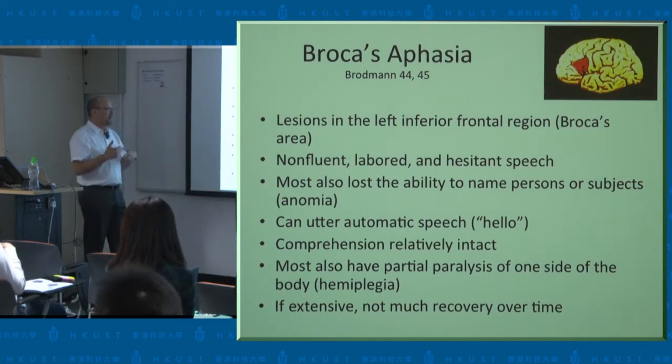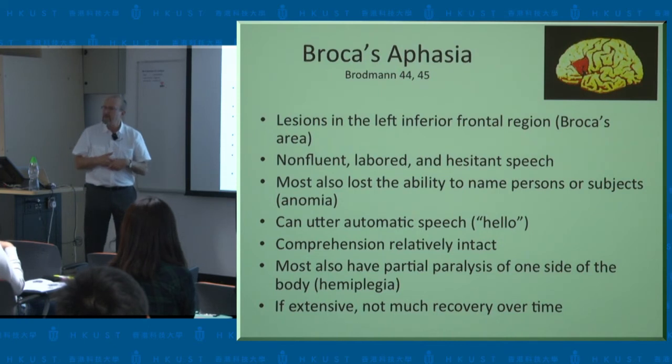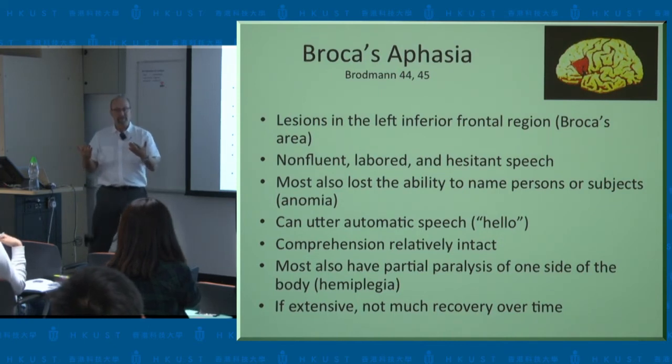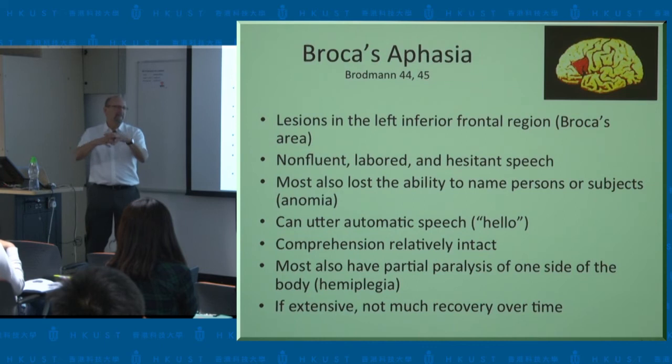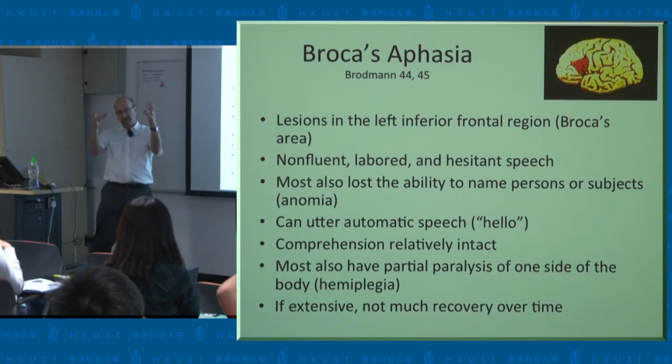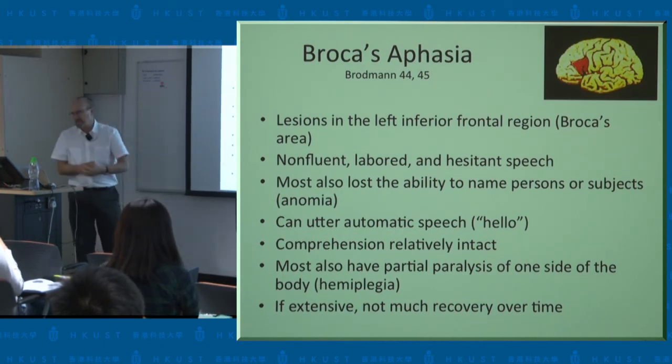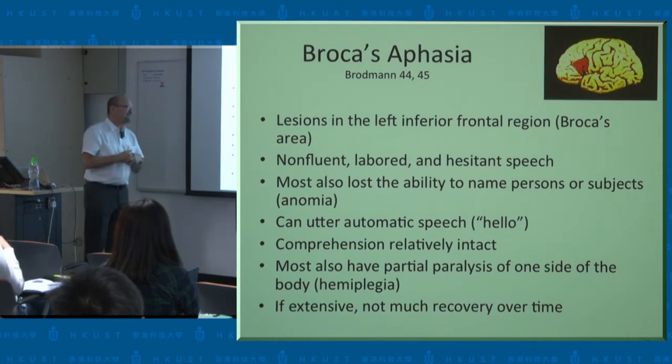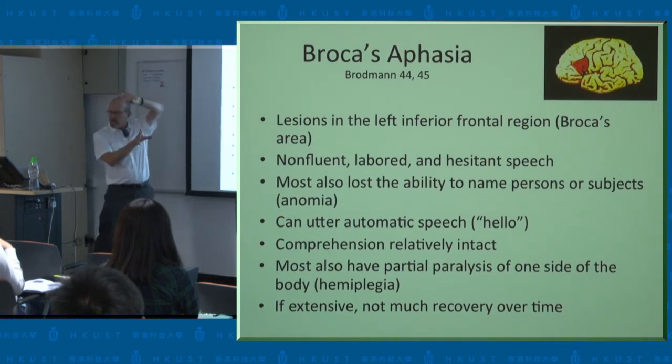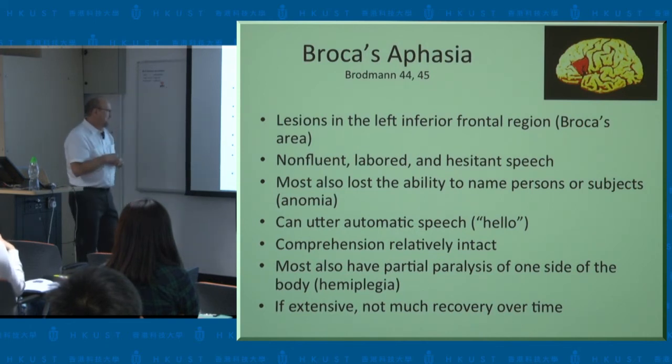I can utter automatic speech. I can say hello. Comprehension is relatively intact, although it's difficult to assess because the person has a hard time communicating with you, right? And it really depends on the extent of the stroke or lesion. If it's very extensive, they're not speaking at all. Most have some partial paralysis on that side of the body. That's because the region is right up against the motor cortex. So if you lost that, chances are you lost some motor area as well. Not much recovery over time.